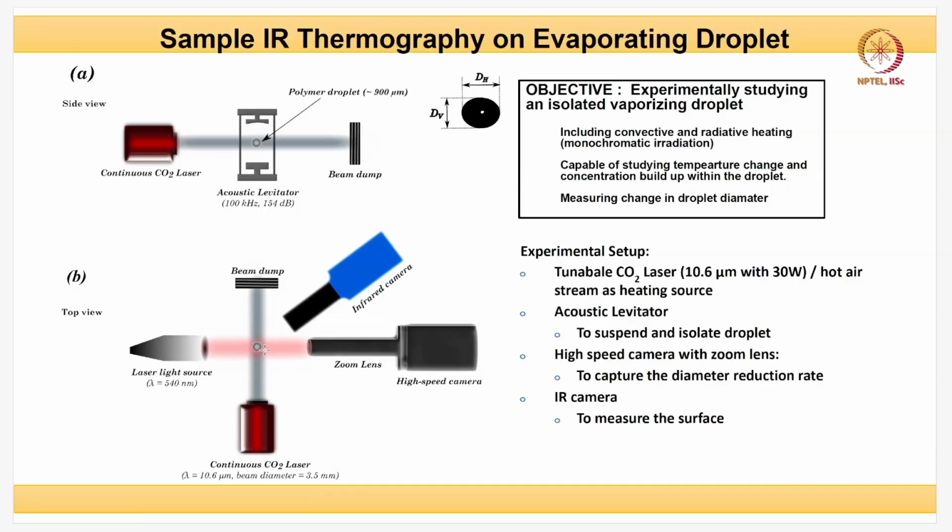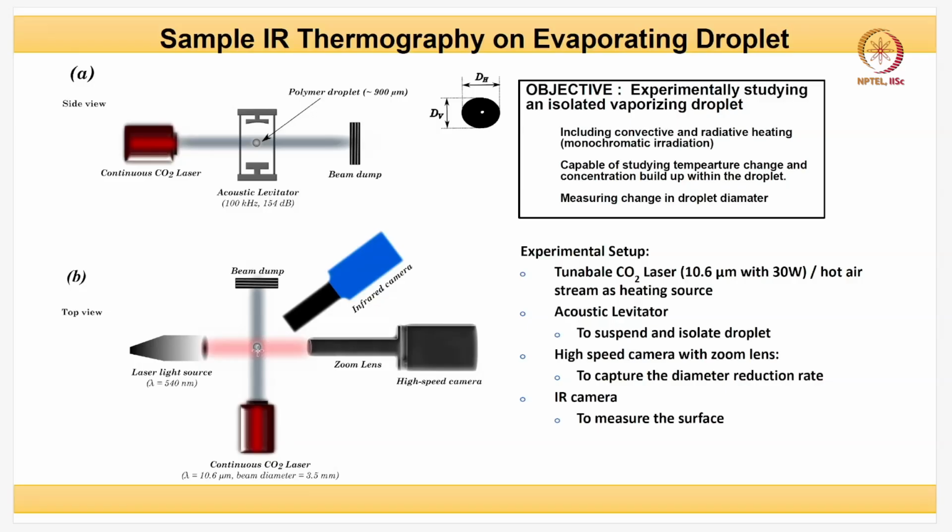The laser that is used to heat the droplet is also an infrared laser. It is about 10.6 micrometer with 300 watt power, and there is an acoustic levitator in which the droplet is suspended so that it is contact free. And you use a high-speed camera with a zoom lens to capture in parallel how the size of the droplet is reducing. So the IR camera is used to measure the surface temperature.